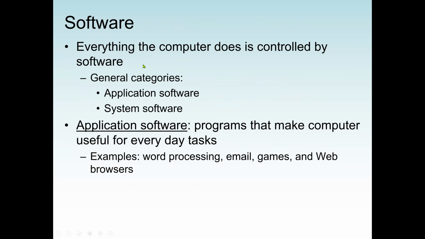Software, as we said, is a program, and a program is a set of instructions that tells the computer to perform a task. Everything the computer does is controlled by software because it's an instruction. Generally, we have two types of software. The application software performs a specific task, such as a Microsoft Word document. I'll use the Microsoft Word program to create a resume. Microsoft Word is application software, and a computer game for entertainment is also application software.